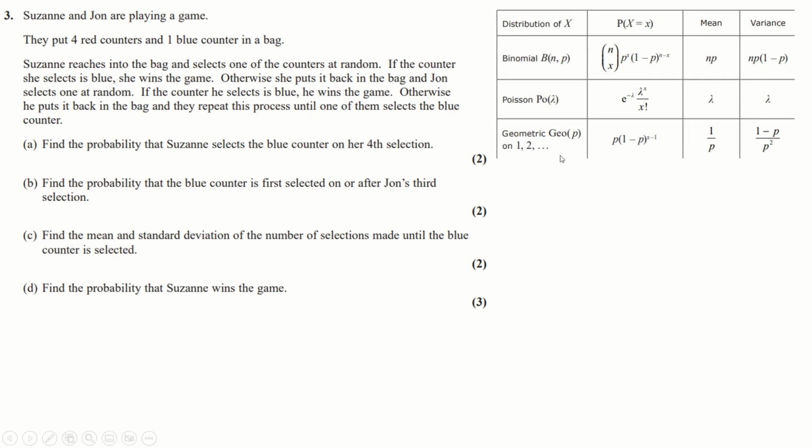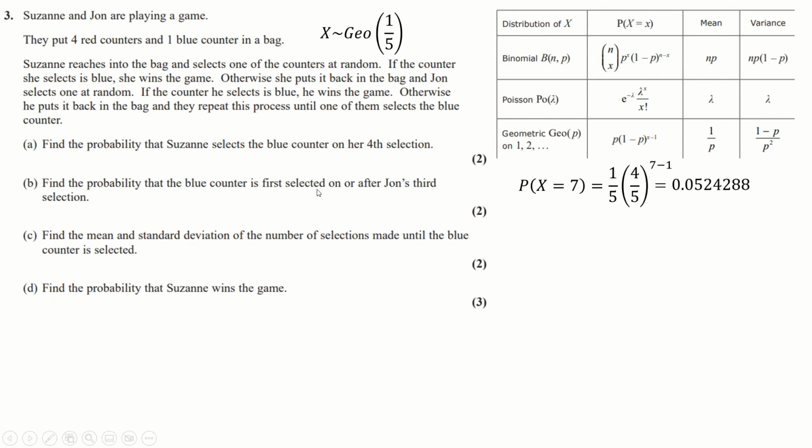So this is a geometric thing because it's the first time we get it, we finish, and we want x to be 7, right? We want there to be 7 goes because they both have 3 each, and then on the 7th she wins. So we just put 7s here. P is, of course, 1 over 4. Sorry, 1 plus 4 is 5, so 1 over 5. And then we just type that in, we get this.